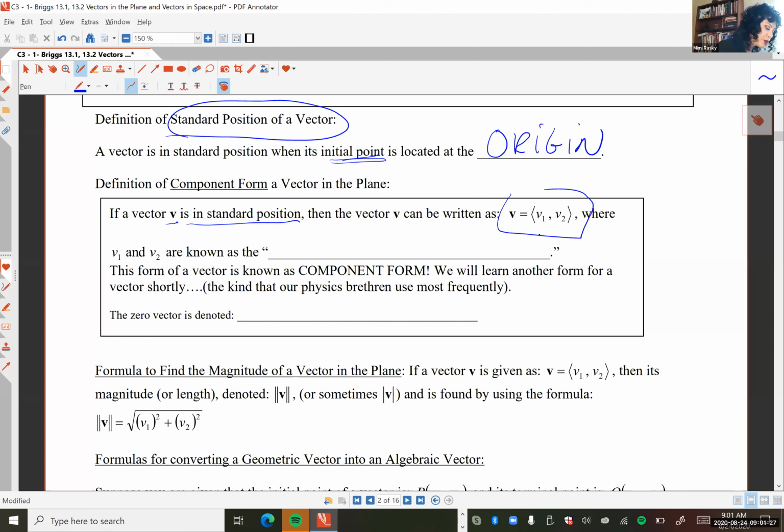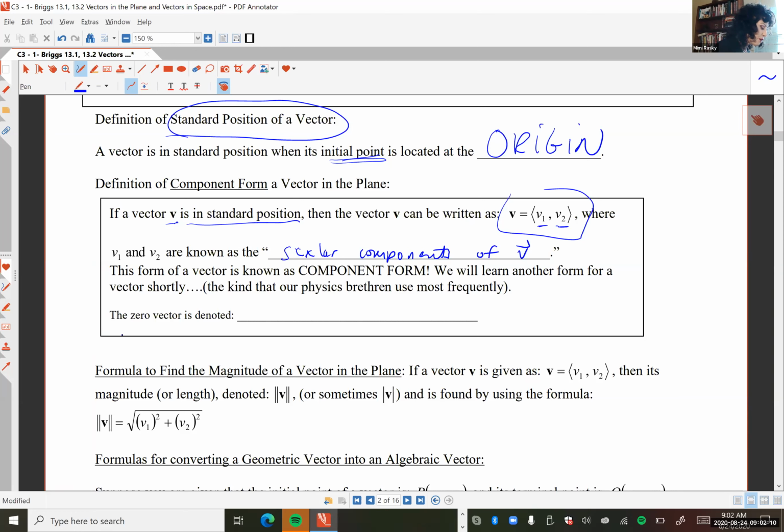You can write it using these angular brackets and then a number, comma, a number, where V1 and V2 are going to be scalars. Those are also referred to as the scalar components of V. Fill in the blank: scalar components of V. And this form of the vector is known as component form. If you've taken physics, you're probably not as familiar with the component form as you are with the i-j format, which we will get to. That's not my personal favorite, but we'll get to that soon also.